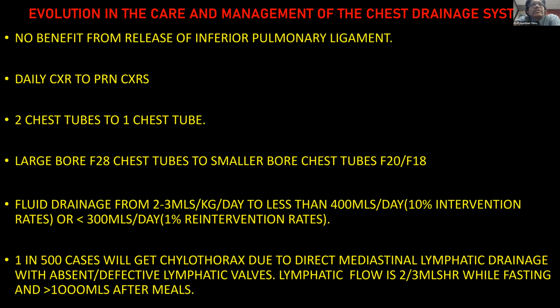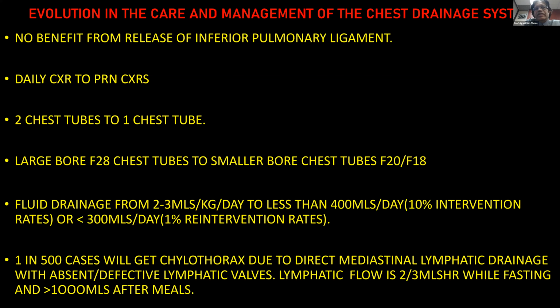And we used to do daily chest X-rays. Nowadays, we only do PRN chest X-rays. We used to use two chest tubes, one to the apex and one to the base. But nowadays, we have found that one chest tube suffices. And this is important because the fewer chest tubes you use, the less pain the patient experiences. We thought that you have to use large bore French 28 chest tubes for drainage, unless it gets blocked. And that has been found to be not true anymore. We have all gone on to smaller bore chest tubes like French 20 and French 18.